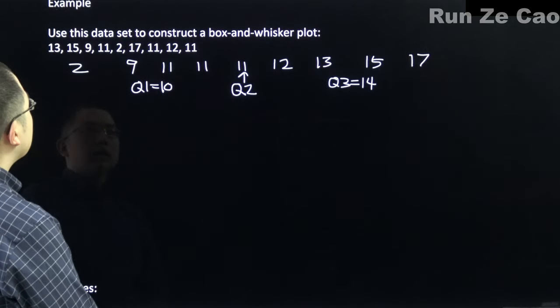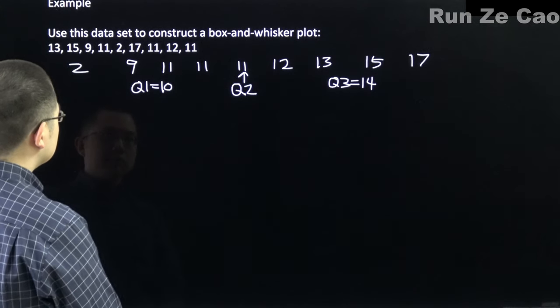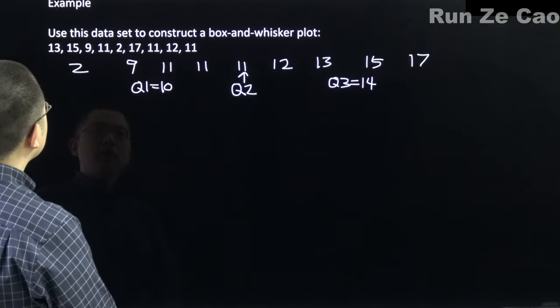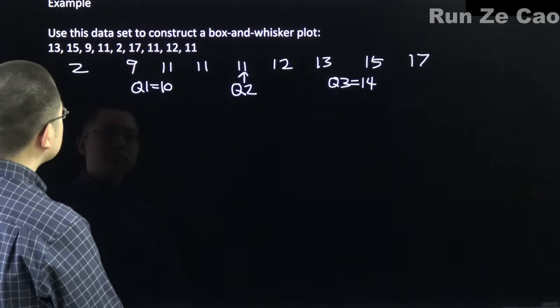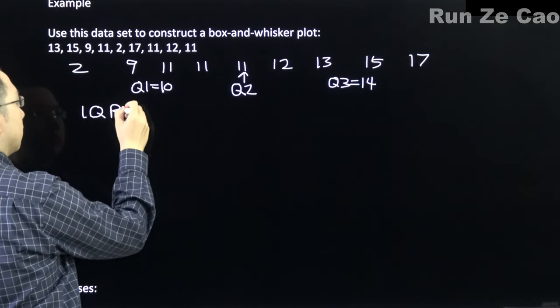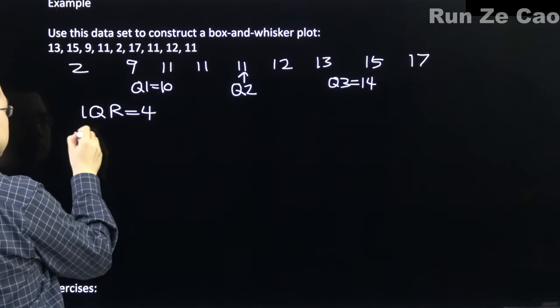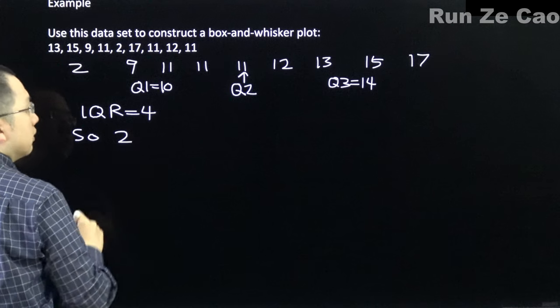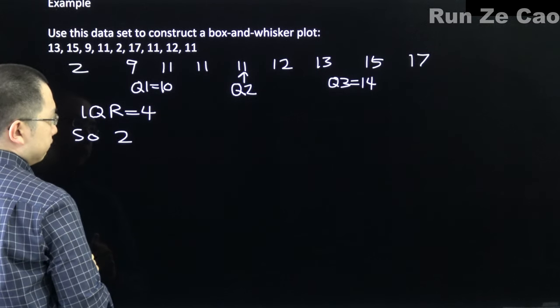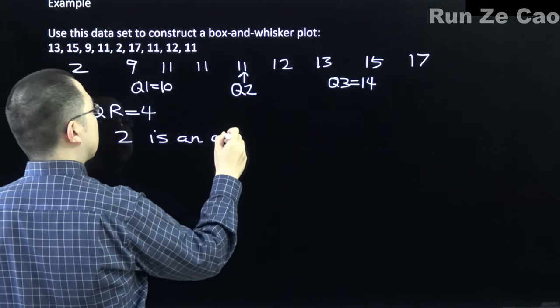All right. We construct a box and whisker plot. What is the IQR? The interquartile range is 4. So 2 is an outlier. An outlier.